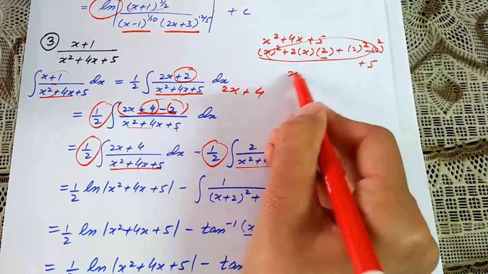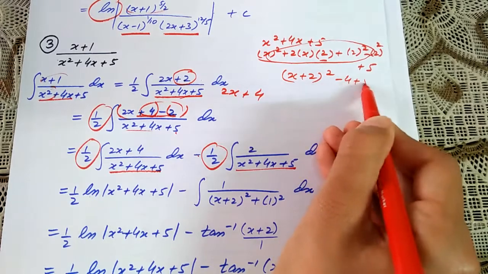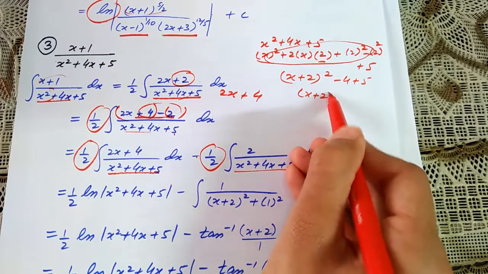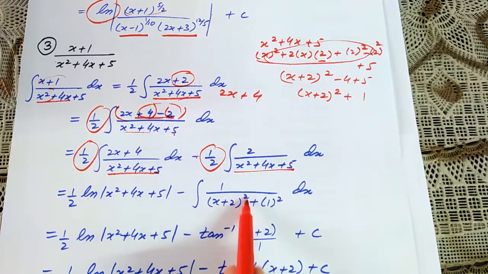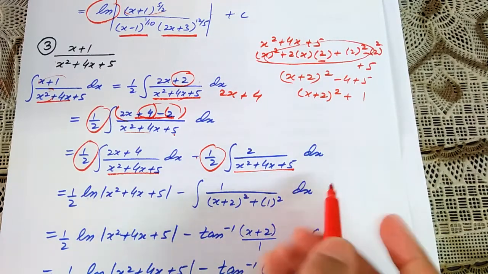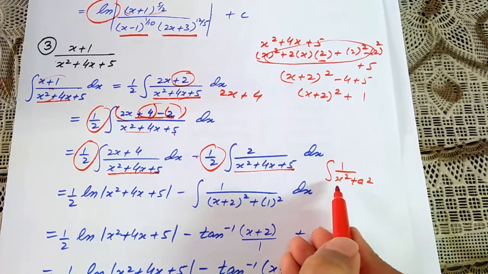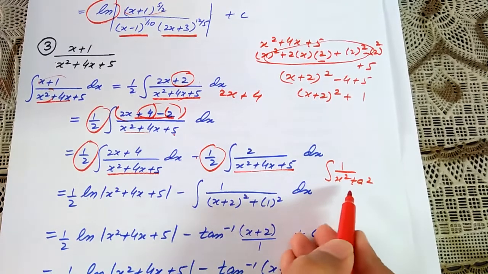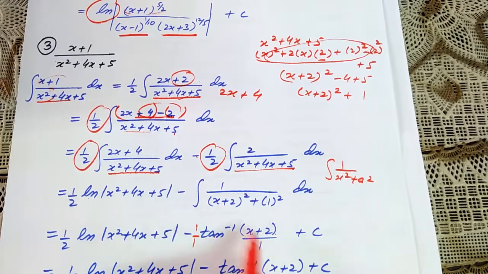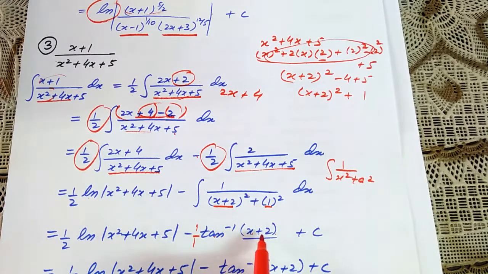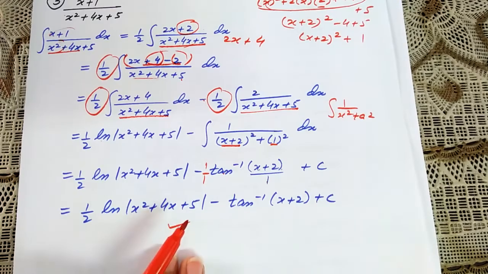The first 3 things will make x plus 2 whole square. The last thing will be minus 4 plus 5. That can be written as x plus 2 whole square plus 1. Now it can be written as x plus 2 whole square plus 1 whole square. So this is the integration formula of 1 over x square plus a square, that is 1 over a tan inverse x over a. So I have written 1 over a tan inverse x over a, where this whole thing is x and this is a, like this. So I got this answer of question number 3.